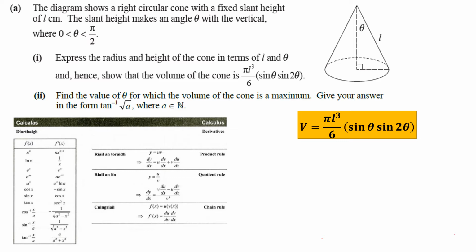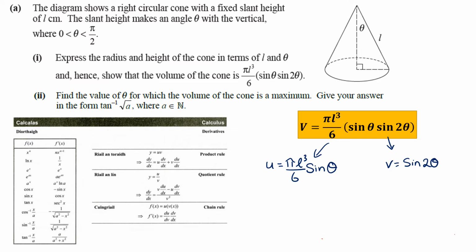Now this is the product rule. You can work with this a few different ways. What I'm going to do is split it out as my u is pi L cubed over 6 sine theta and my v is sine 2 theta. Because remember, again, all of these pieces are just multiplied together.